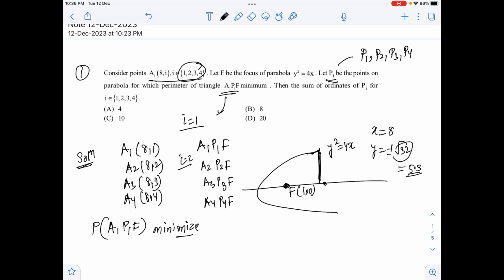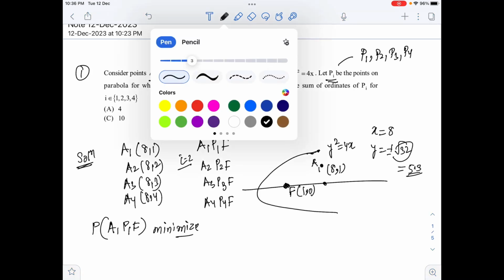Height of 5 point something will be on the parabola, right? So the point (8, 1) is definitely inside. That you can check by putting the value of x, y in the y square minus 4x expression and getting the sign less than 0. Anyway, so this is the point (8, 1) over here. तो इसको A1 से डिनोट करते हैं, ठीक है.